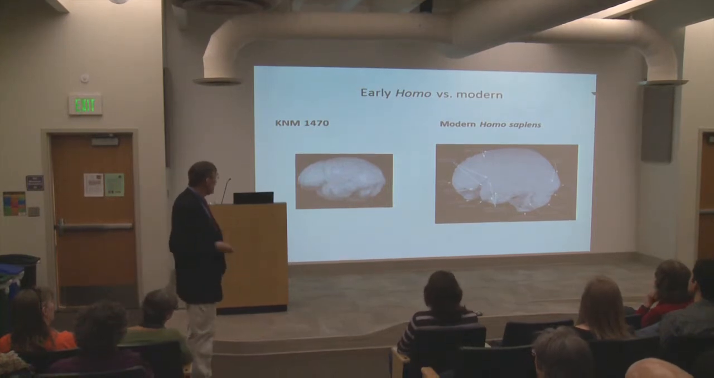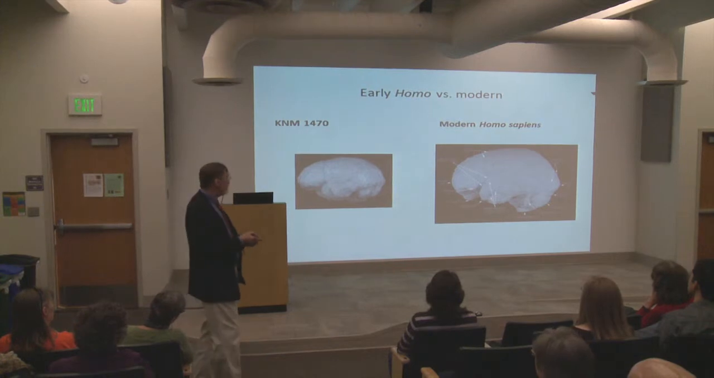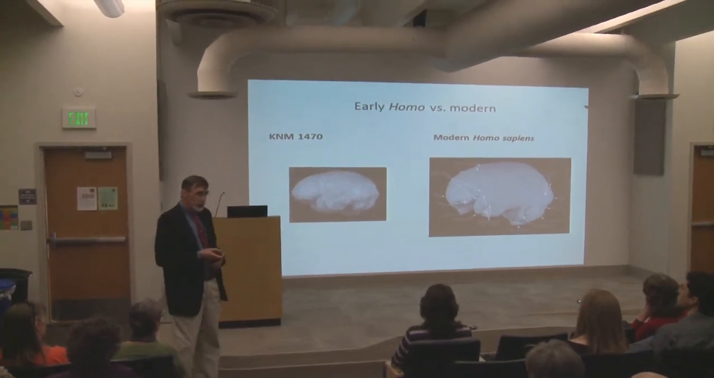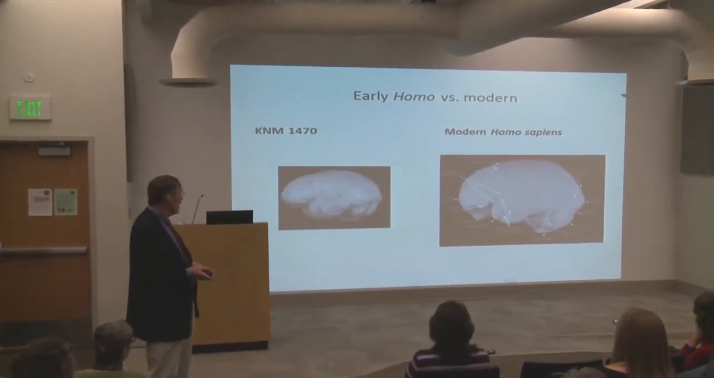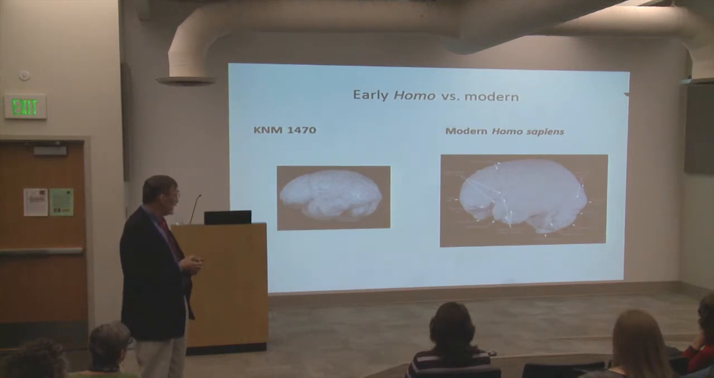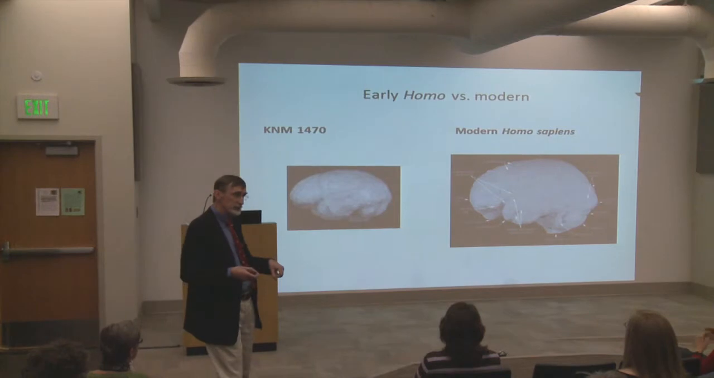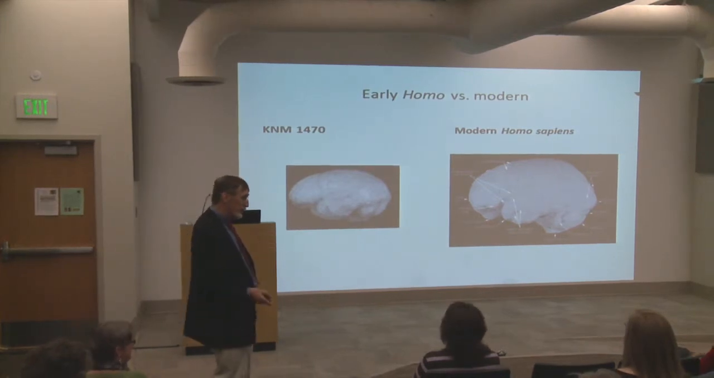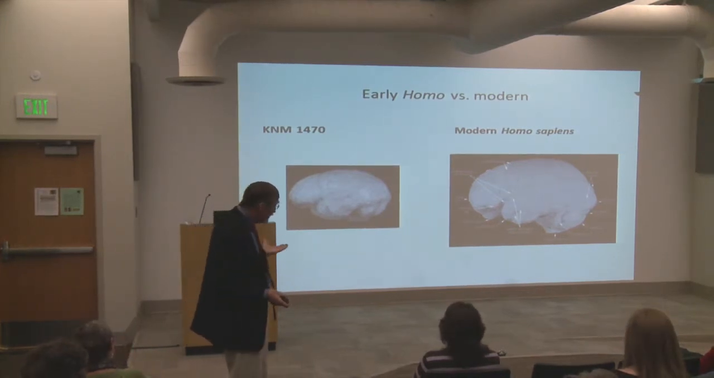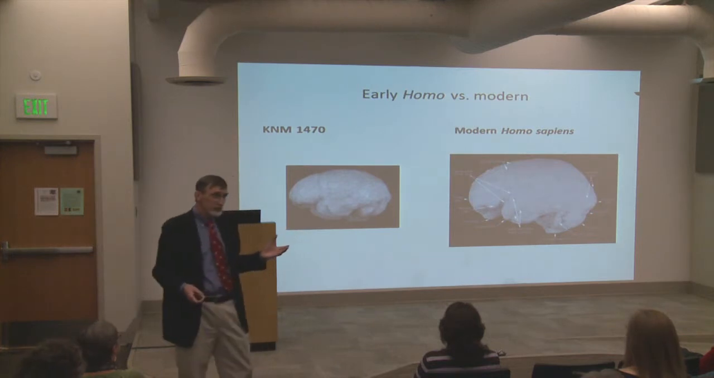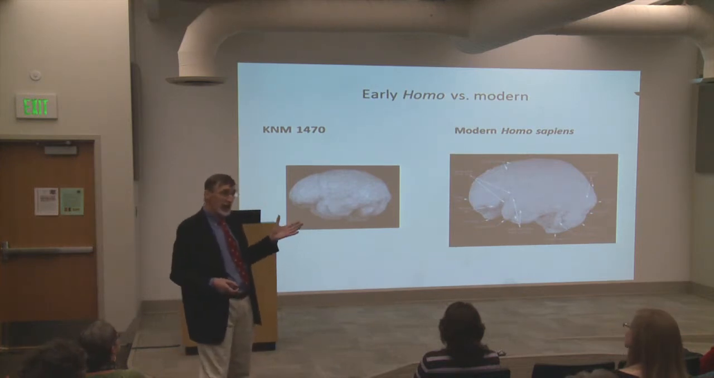This is a particular example. On the left, you have what we call an endocast of the brain of KNM 1470, which is an early Homo. And on the right, we have an endocast of a modern human cranium. And this, of course, tells you a lot, right? So you can look at this and the information just jumps out at you. Turns out that the thing we can study most easily is size.